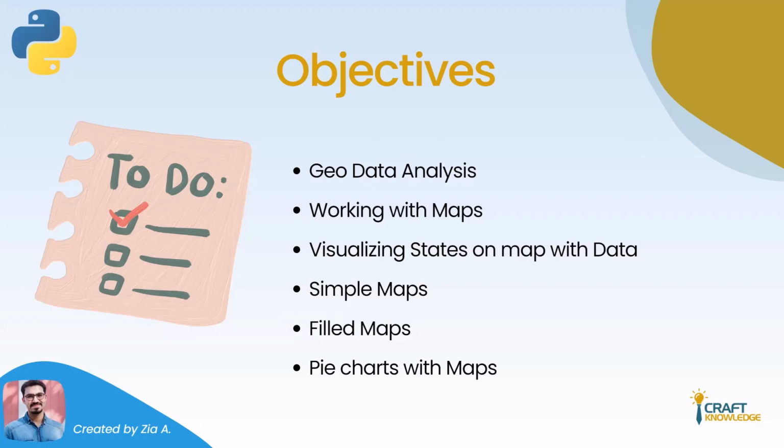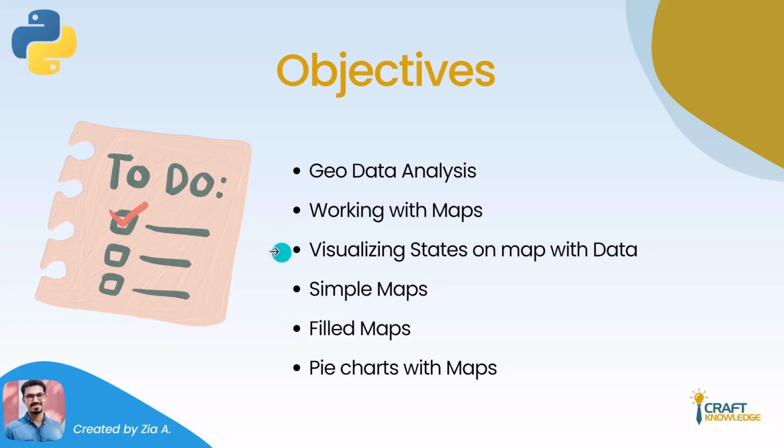How we'll do it? It's very simple, very easy. Don't worry about it. So our first goal is to talk about geodata analysis, how important it is, how it works. Then we'll be working with the maps, obviously the map of our world. We cannot work with the map of Mars because on Mars there is no business, right? So obviously we need to analyze our business according to the map of this world. So we'll be visualizing states on the map with the data, particularly the US states.